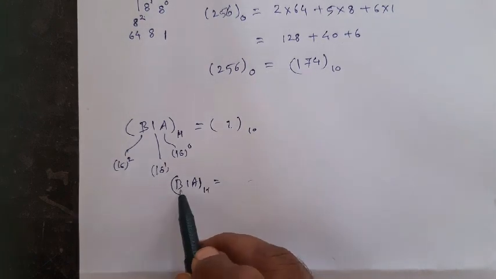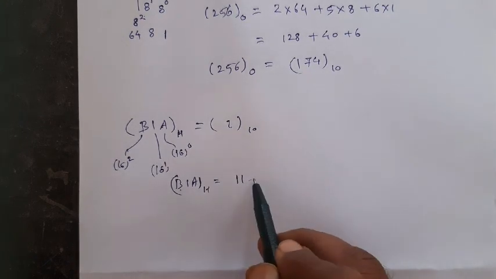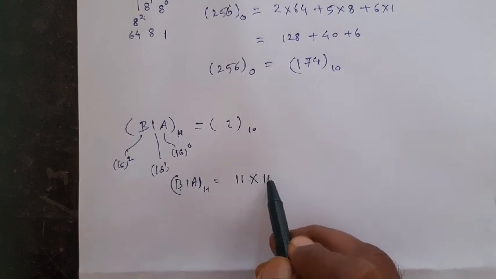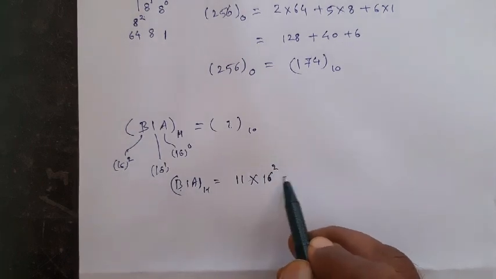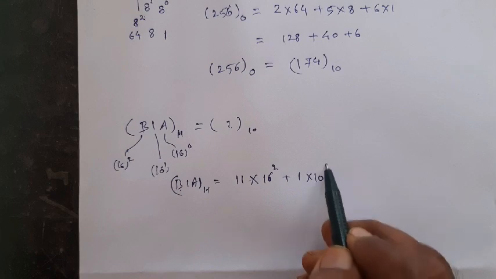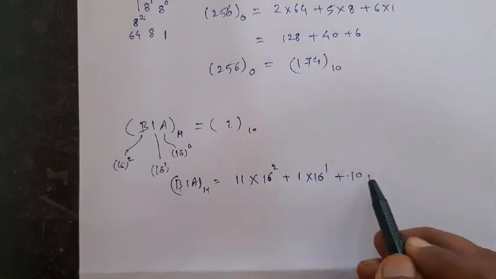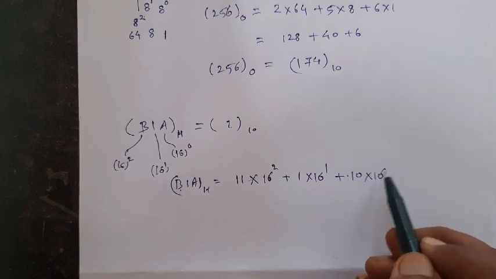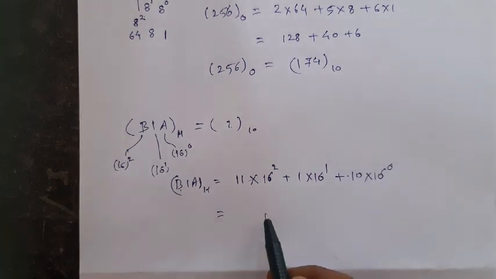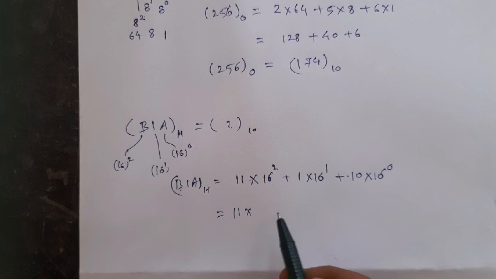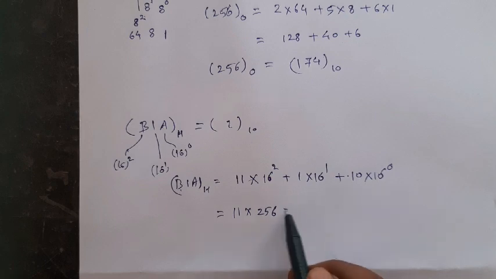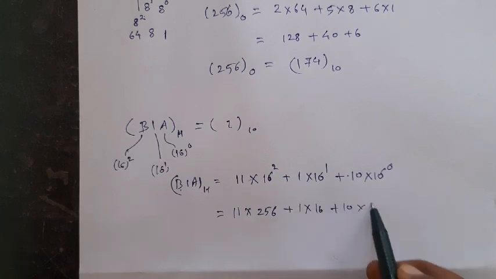Here the decimal equivalent for B is 11, and therefore I will write it as 11 into 16 raised to 2 plus 1 into 16 raised to 1 plus A, which means 10 into 16 raised to 0, correct? Now we will have to calculate this. 16 into 16 is 256, plus 1 into 16, plus 10 into 1, correct?